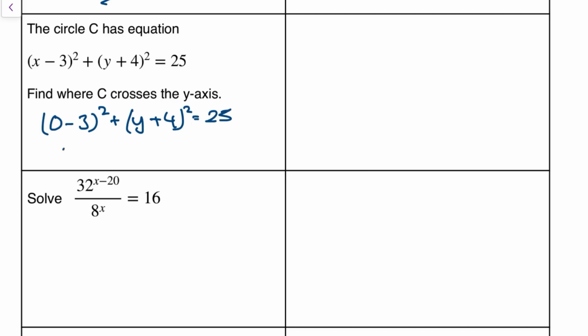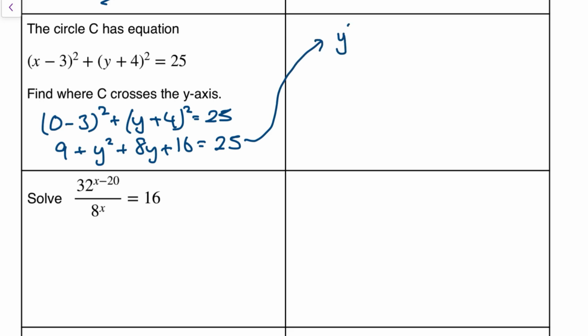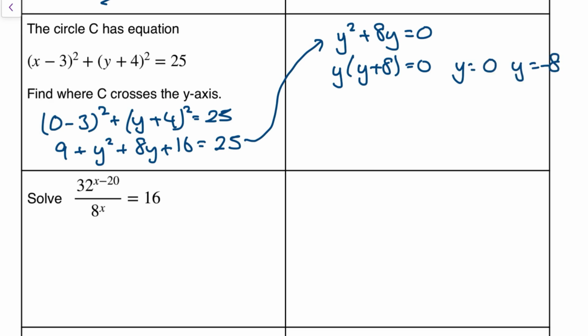Let's expand. So 9 plus y squared plus 8y plus 16 equals 25. Let's go over here. Collect on the left-hand side. So y squared plus 8y. Now 9 plus 16 is 25. 25 is on the other side. That cancels out. That gives me 0. So they made this a little bit easier for us, haven't they? So therefore, factorise this. It gives me y plus 8 equals 0. Pretty straightforward now. So therefore, y equals 0 or y equals minus 8.